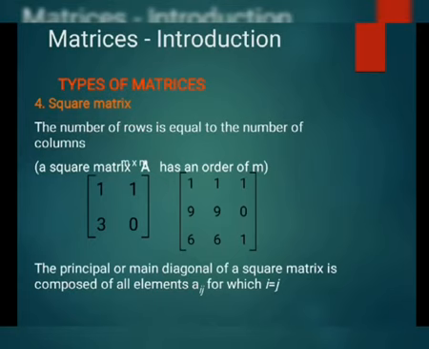Now look at the first example. It has 2 rows and 2 columns. In the first row we have 2 elements, that is 1 and 1, and in the second row we have 2 elements, that is 3 and 0. Now for columns we have two columns. In the first column the elements are 1 and 3, and in the second column the elements are 1 and 4. So in this type of matrix, the number of rows and number of columns are equal.